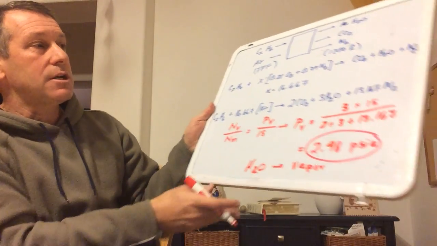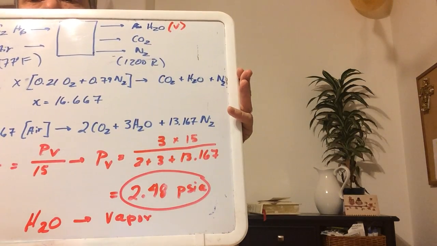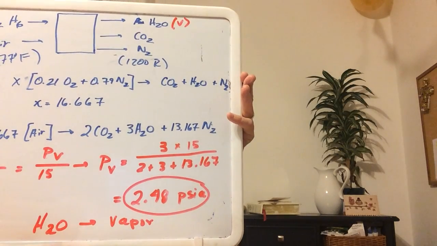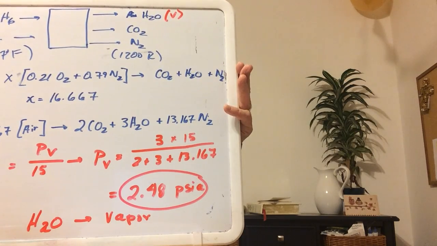So taking a look at our reaction, we know we have H2O vapor coming out, carbon dioxide coming out, and nitrogen coming out. All of those are at 1,200 Rankine, and then what we have to do is figure out the enthalpy of all those products. All right, so what I'd like you to do while I'm erasing is think about how you're going to go about getting the enthalpy of all 3 of those products, and we'll see how the numbers work.